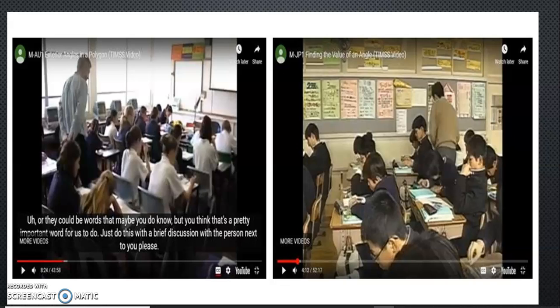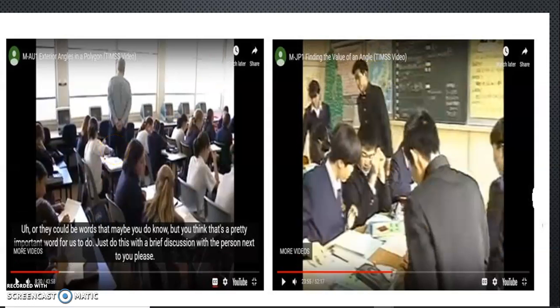Also, I noticed a difference in solving mathematical problems. For example, the Australian students were using the computers, while the Japanese students were following a traditional approach. And this can be seen in the picture as well. The first picture shows the Australian classroom settings, and the second picture shows the Japanese classroom settings.